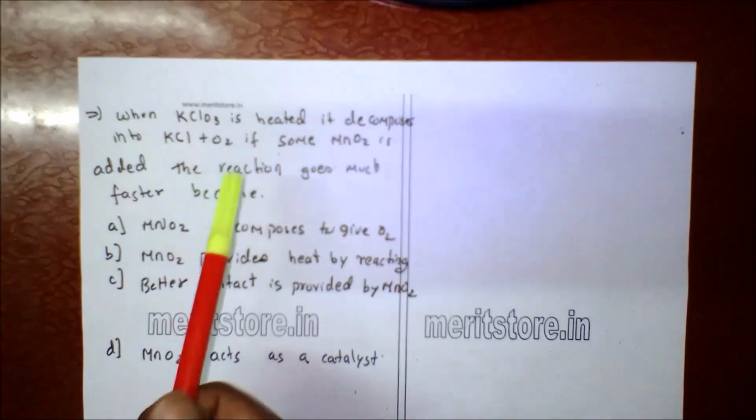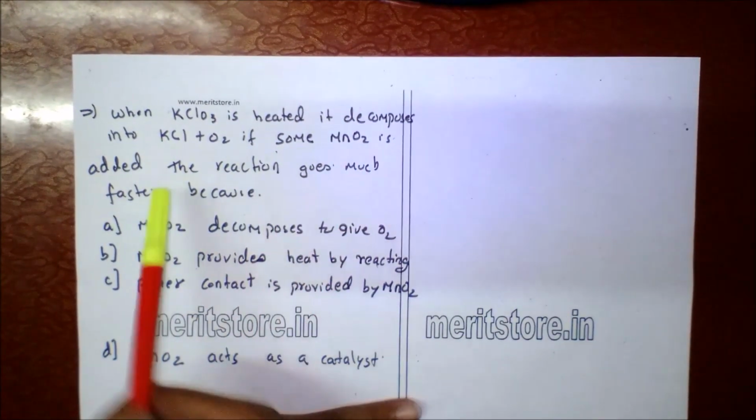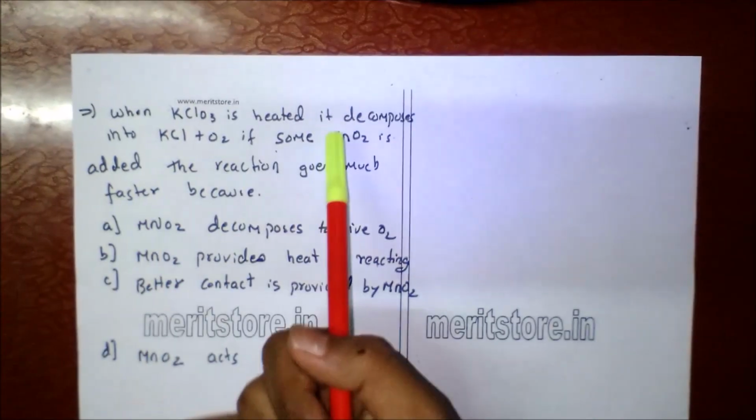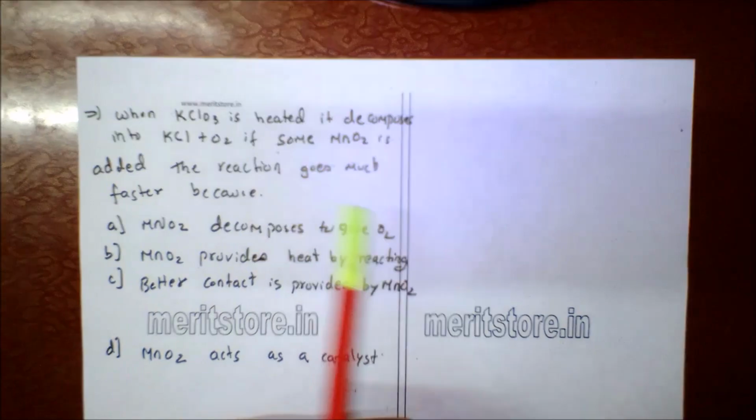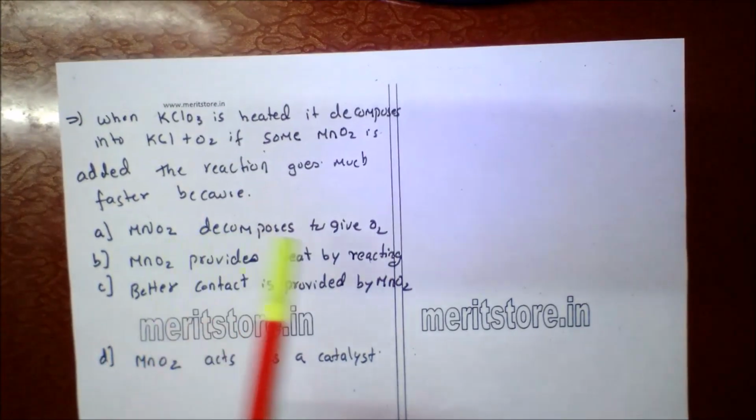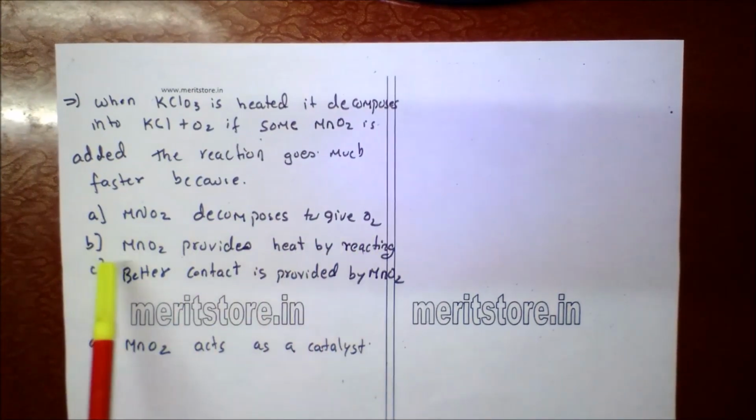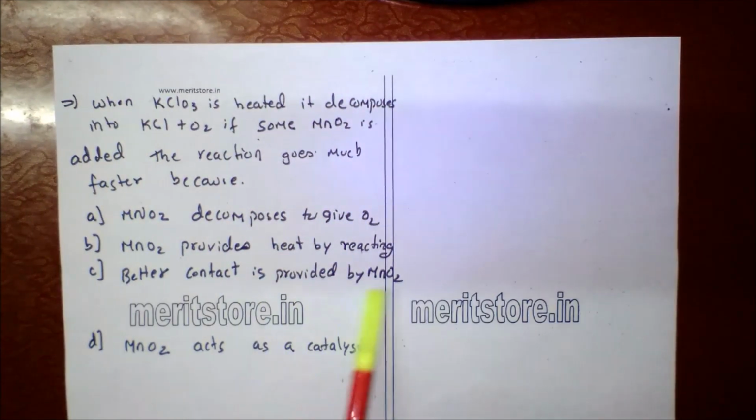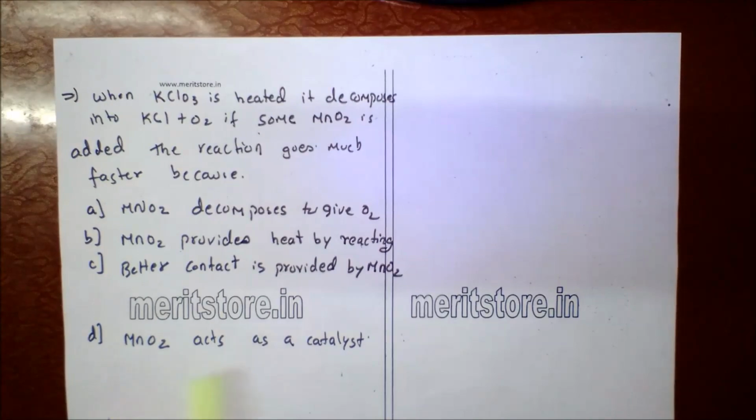When KClO3 is heated, it decomposes into KCl plus O2. If some MnO2 is added, the reaction goes much faster because A. MnO2 decomposes to give O2. B. MnO2 provides heat by reacting. C. Better contact is provided by MnO2. Or D. MnO2 acts as a catalyst.